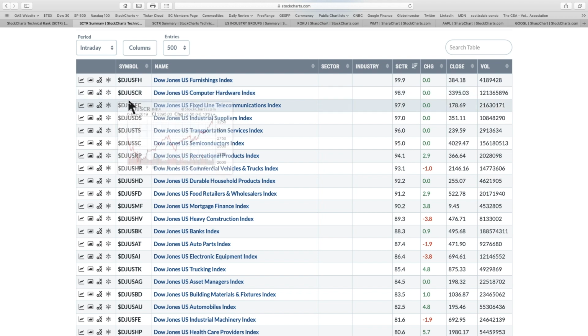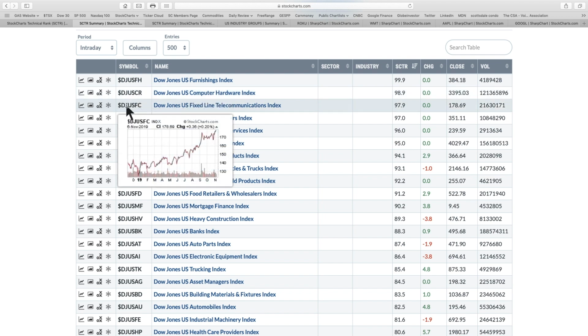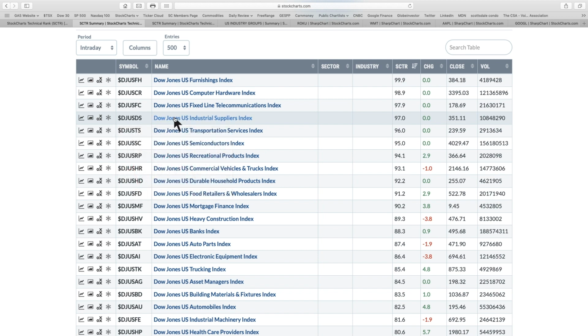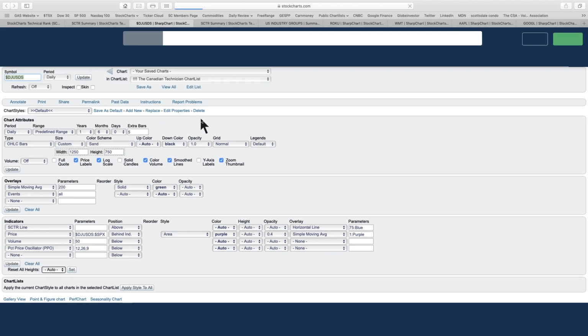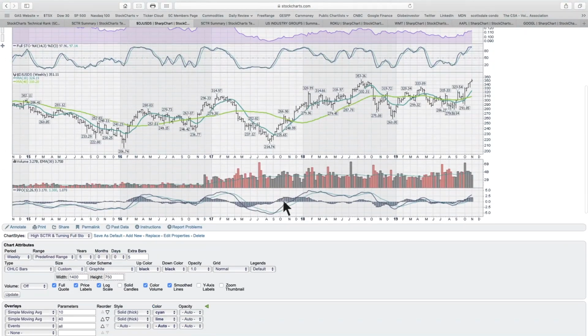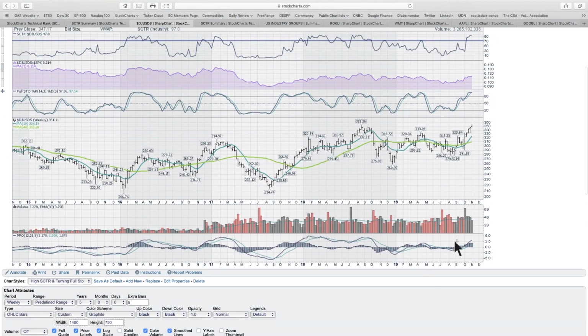And computer hardware, that pretty much maps Apple. Here's fixed line telecommunication. Chart's okay. Looks a little bit like AT&T and Verizon. Industrial suppliers. This chart is just starting to break out here in the last couple of weeks. So I think that's a pretty key component, and seeing that start to happen is pretty nice. We can go open this chart in a new tab, and I want to go grab my weekly. And what we see on this chart here is momentum is starting to improve, picking up here. It's breaking out to new 52-week highs.